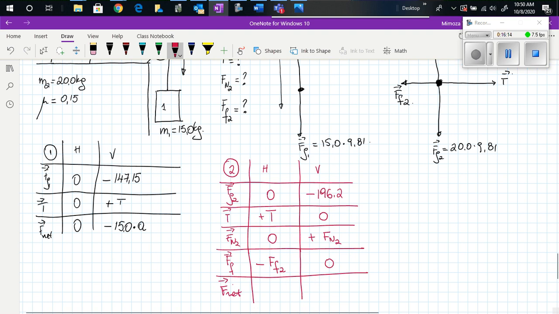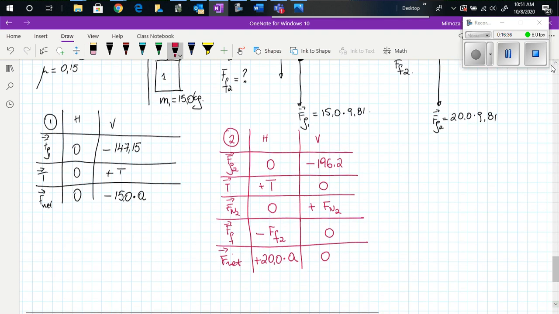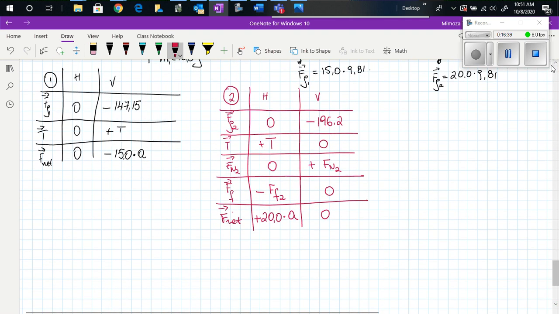And what do we have here? The object is moving in the horizontal direction, positive direction, with a positive horizontal, so it will be positive 20 times acceleration. And it is not moving in reference to the vertical axis, so force net will be equal to 0. From this table, we bring the equations, and the equations are as follows.